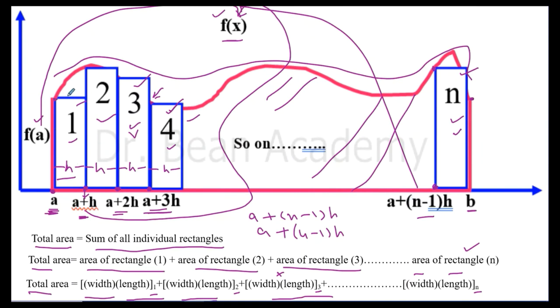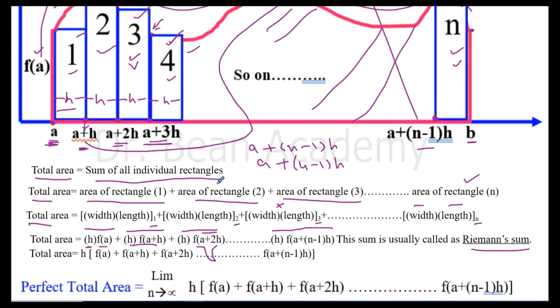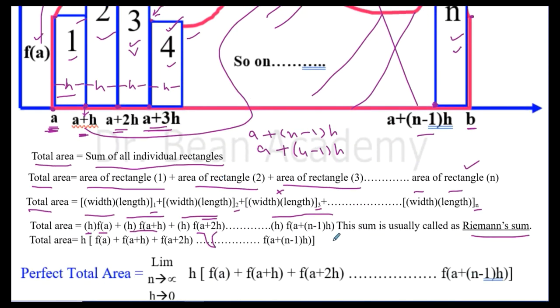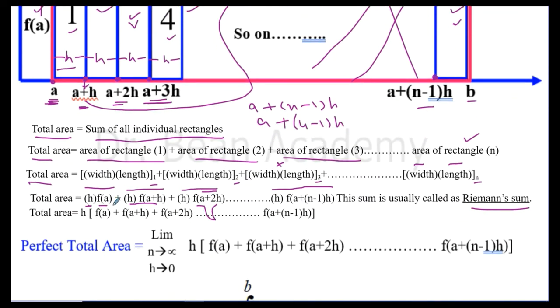We just put rectangles according to certain conditions. Of course, we keep the width of the rectangles the same, and this is how we find the length of the rectangles, by using the function of the curve at the top of them. So this is called Riemann's sum.